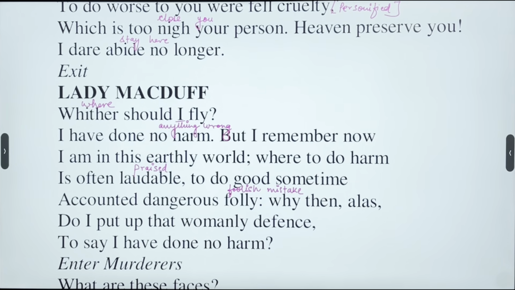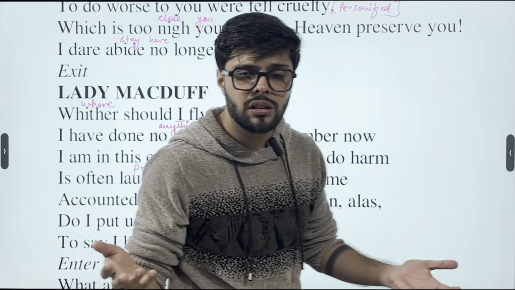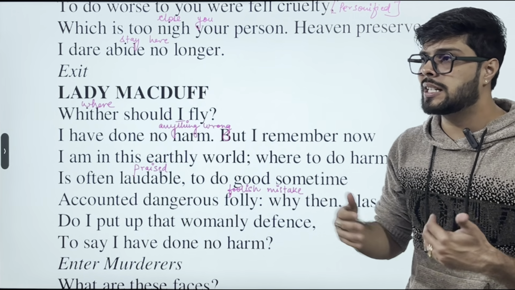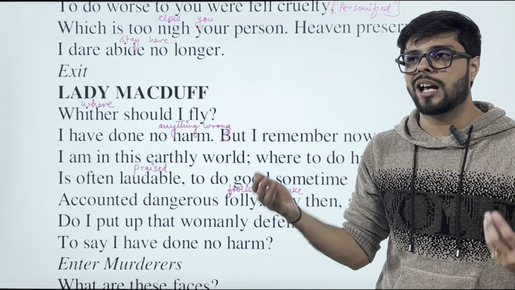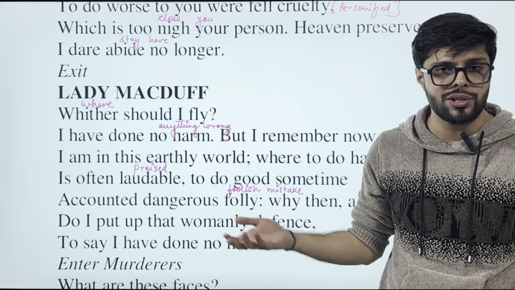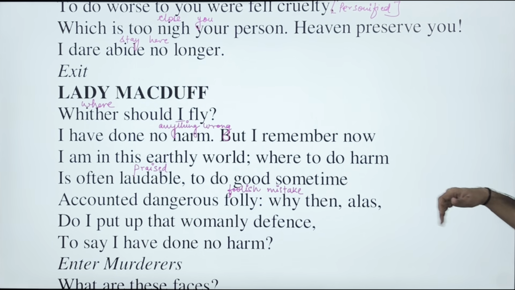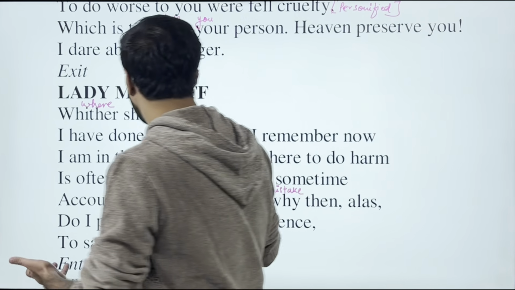Enter, exit. And Lady Macduff, now she's like, what am I supposed to do? What's going on? My husband has left me, there is some potential attack which has been planned upon us. Where am I supposed to go? So whither should I fly? Where should I fly? Where should I run? I have done no harm. I haven't done any wrong.